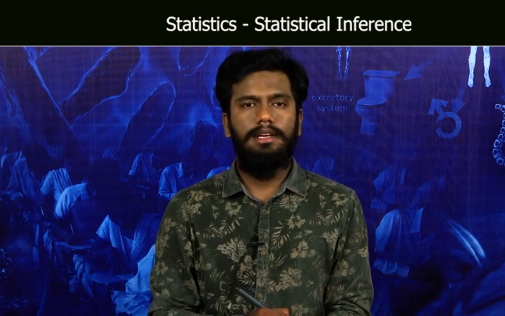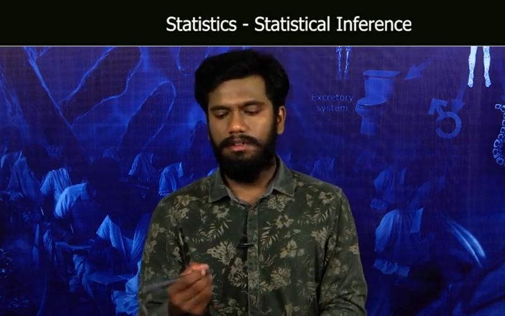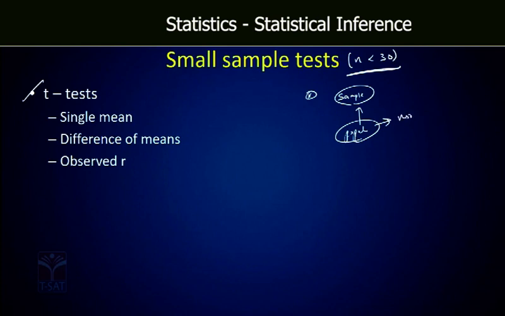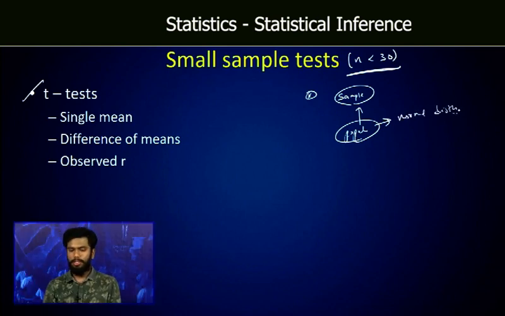We'll see the small sample test. Basically, when n is less than 30, we perform our small sample tests. In the small sample test, the first is the t test. In order to perform the t test, the following assumptions have to be satisfied. The first thing is, when you draw a sample from a population, this population must be a normal distribution. That is the first assumption.